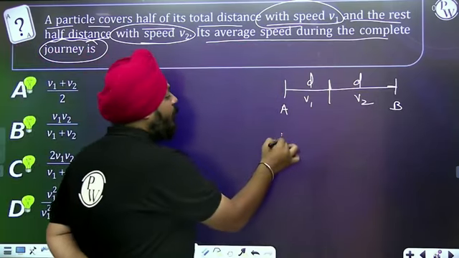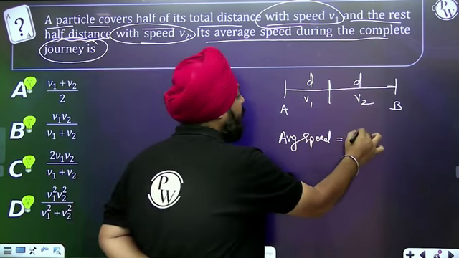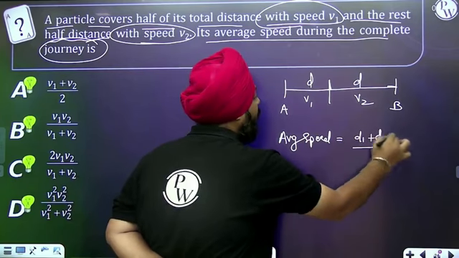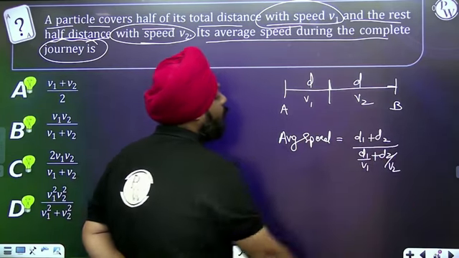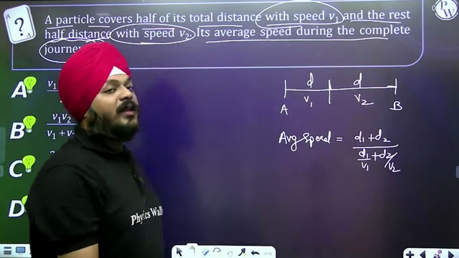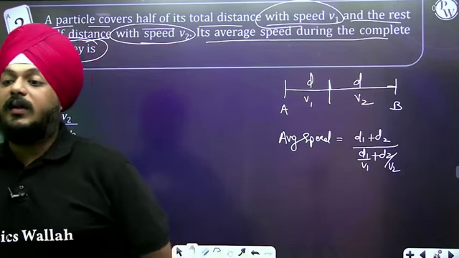So what is the actual formula of average speed? Only d and v are given, so directly we are going to take the formula (d1 + d2) divided by (d1/v1 + d2/v2), because nothing is mentioned, no data about the time intervals is given.